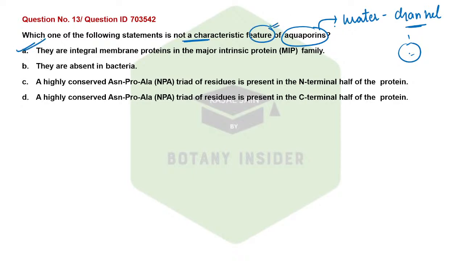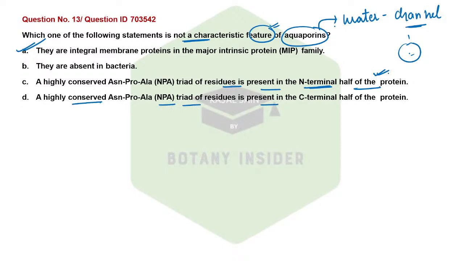First option is that they are integral membrane proteins in the major intrinsic protein family. Second option is they are absent in bacteria. Third option, they have a highly conserved NPA, that is asparagine, proline, and alanine, triad of residues present in the N-terminal half of the protein. Then you have a highly conserved NPA again present in the C-terminal half of the protein.